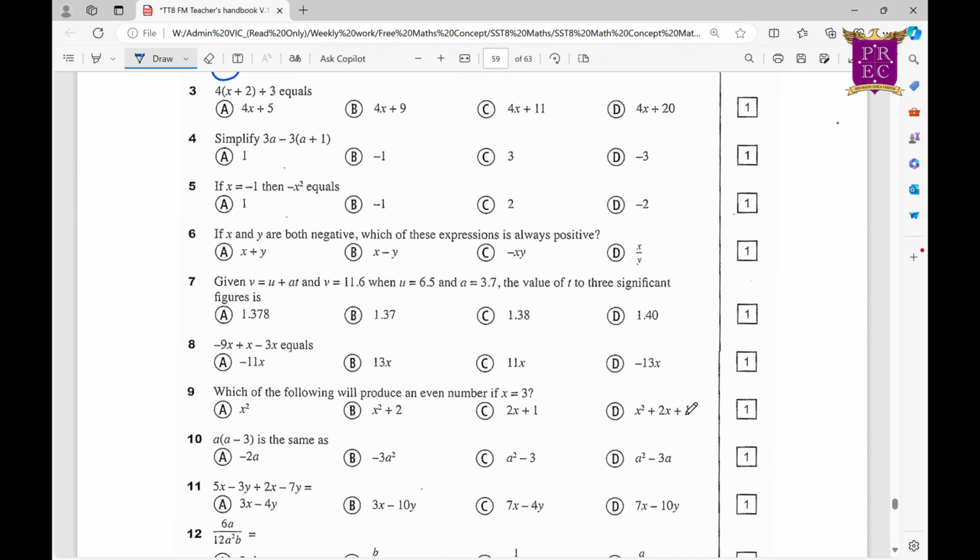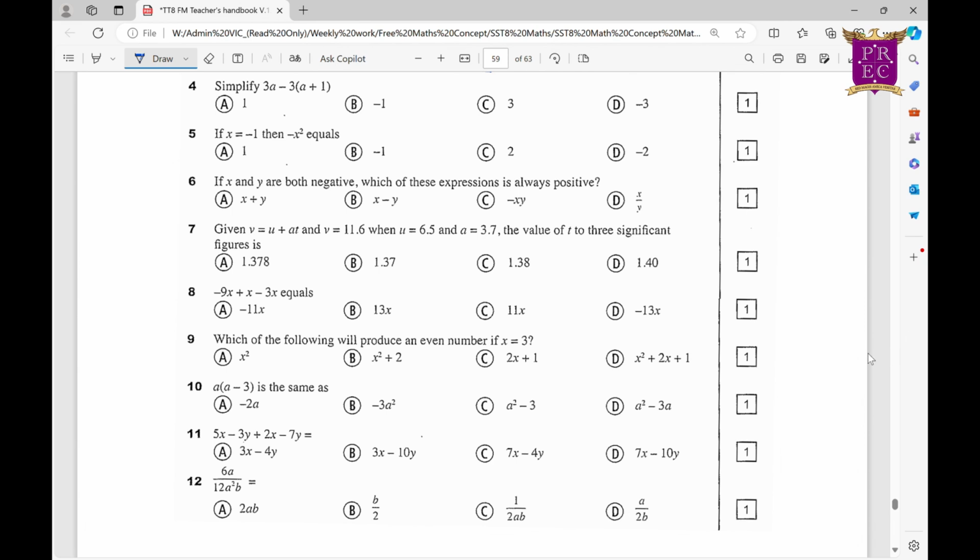Alright, now question 3 is once again expanding and then simplifying. So 4 times x is 4x, 4 times 2 is 8, plus 3 is 4x plus 11, because these are like terms, which gives us option C.